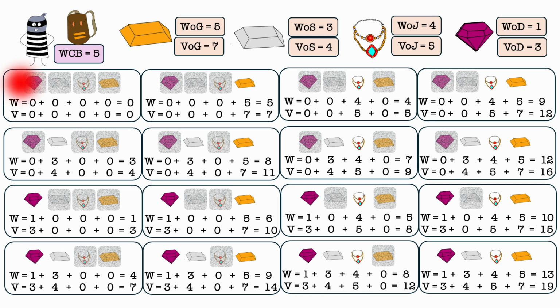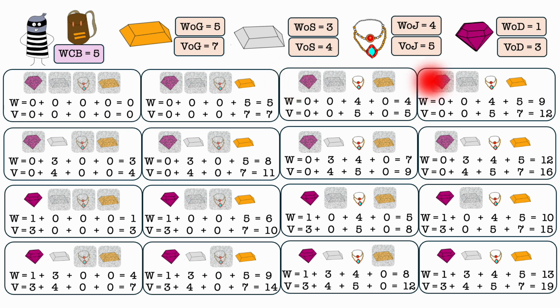Let's start with the first one. Here, the sum of the weights of the items kept in the backpack is 0, which is less than the weight capacity of the backpack, that is 5. Therefore, the solution is feasible. Let's explore the next one. Here, the sum of the weights of the items kept in the backpack is 5, which is less than or equal to the weight capacity of the backpack. Therefore, the solution is feasible. Let's explore the next one. It is also a feasible solution.